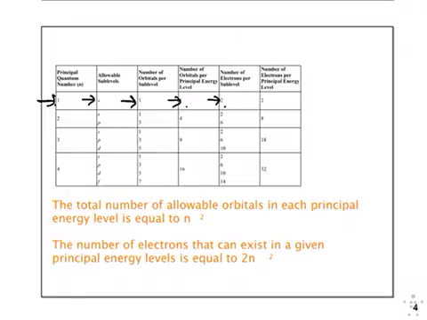So in summary, the total number of allowable orbitals in each principal energy level is equal to n squared. And then the number of electrons that can exist in a given principal energy level is 2 times n squared. And we get this 2 because there are 2 electrons per orbital.